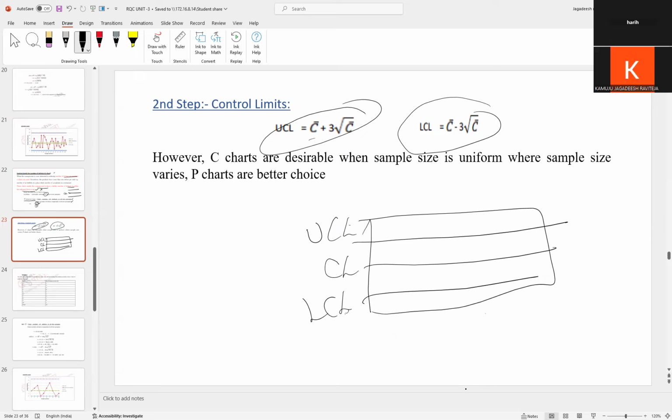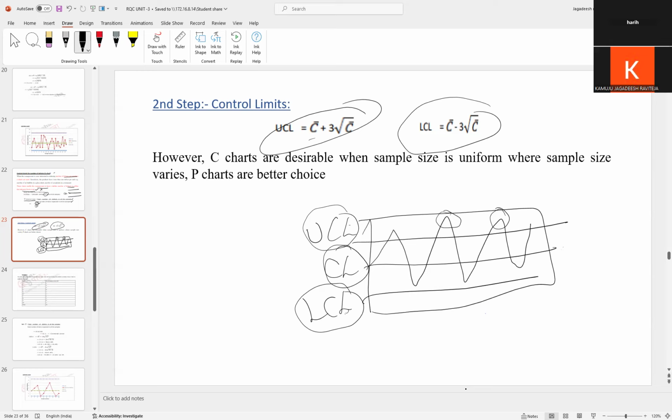Now we know 3 formulas: center line, upper control limit, and lower control limit. Now we can readily plot the control chart and identify whether all the defects are lying within the control limit or crossing the control limit. What will happen when the samples cross the control limit completely? We cannot accept that sample. It is a defective sample. The system is out of control.